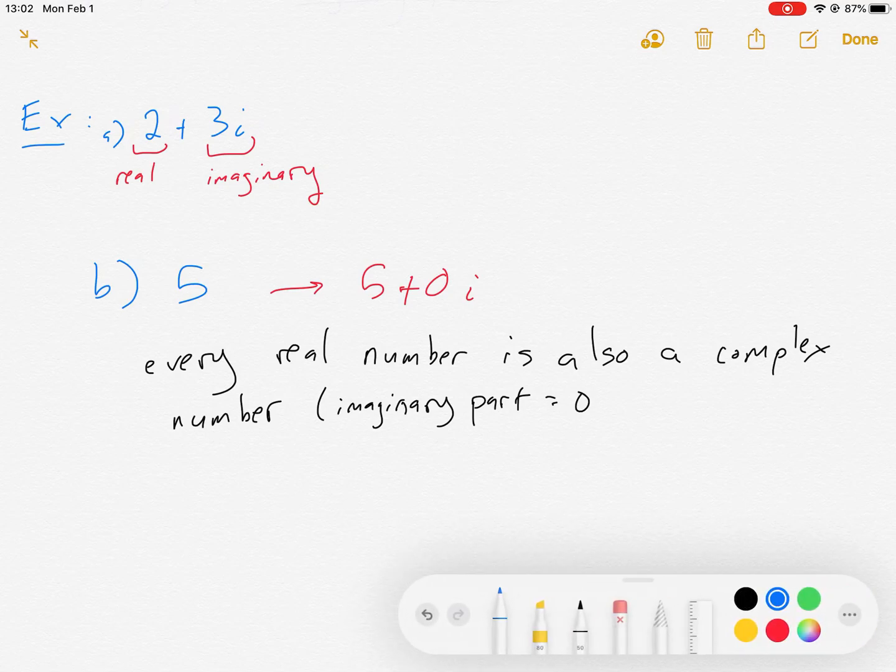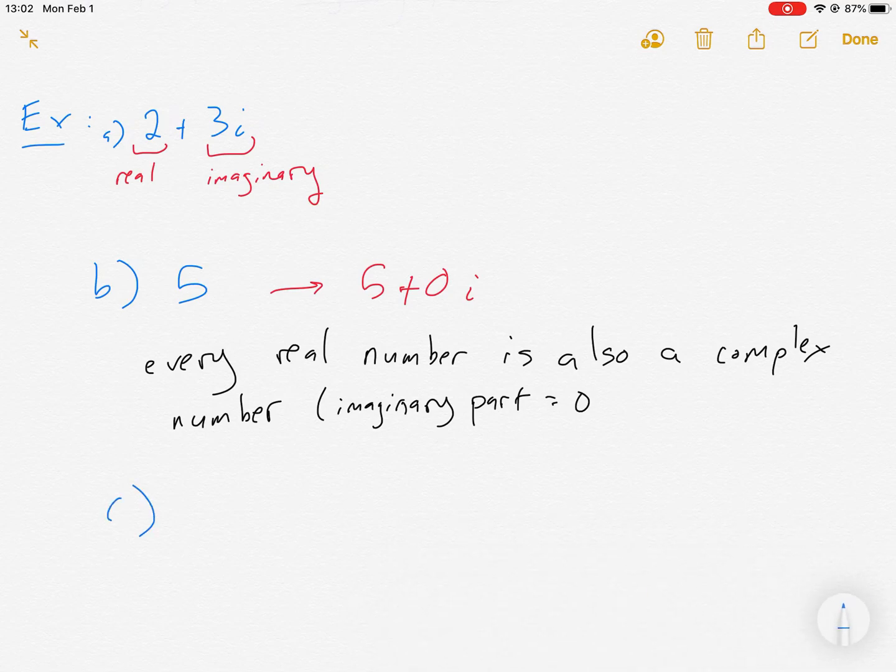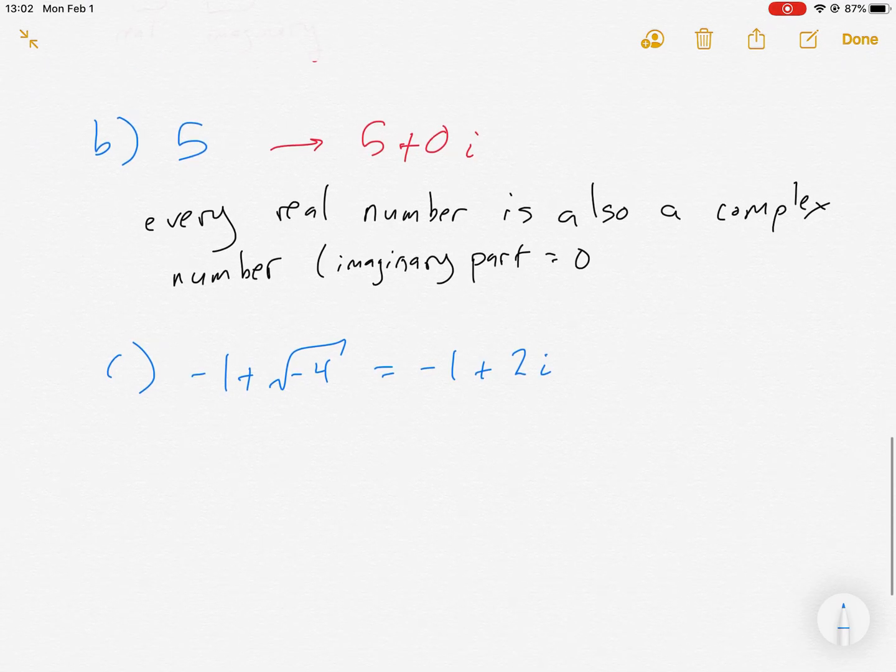And then another thing to note is if I wrote something like -1 plus the square root of -4, this is not a complex number in standard form. We would have to rewrite this as -1 plus 2i. And we'll get more into square roots in a little bit here, but just know that if you take the square root of a negative, you just get that i to show up. But again, we'll talk more about that later on.